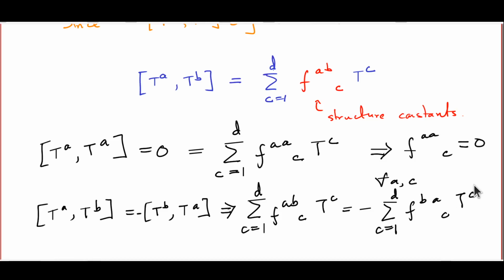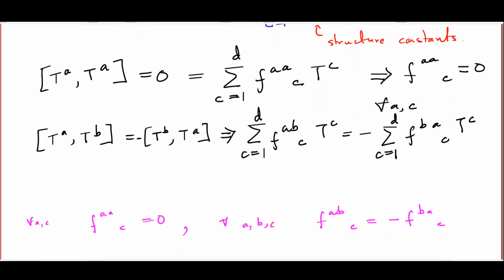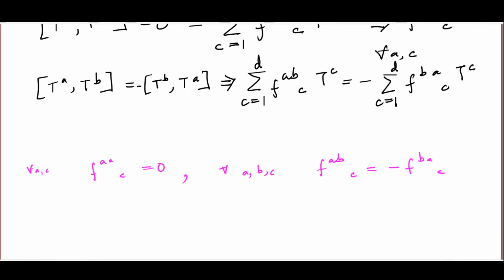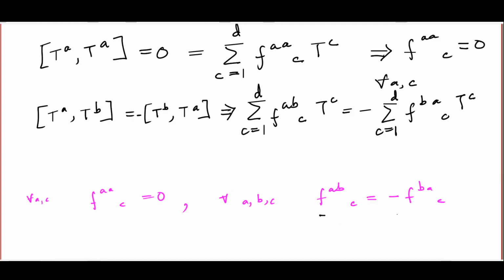And because, once again, our Tc's are linearly independent, the only way they can combine to give you the same result is if the coefficients are the same. So you must have this result that f_ab^c must be the negative of f_ba^c. So these two are effectively the same conditions. They both follow from the antisymmetry property of the Lie bracket.